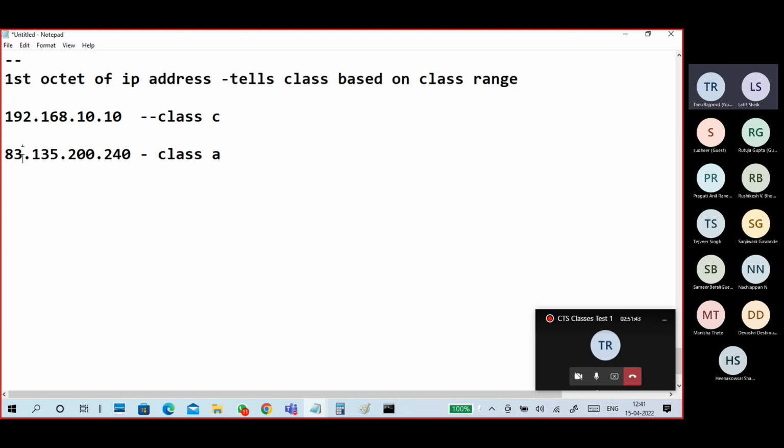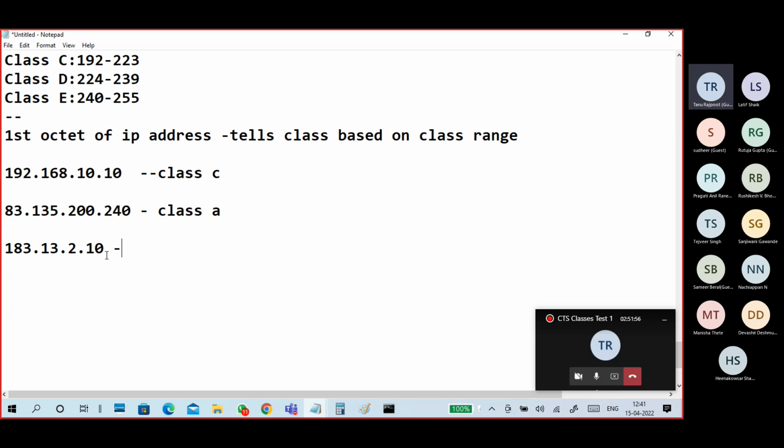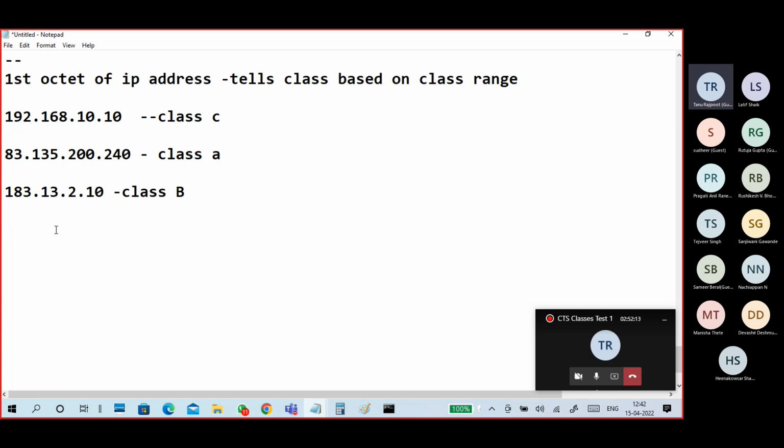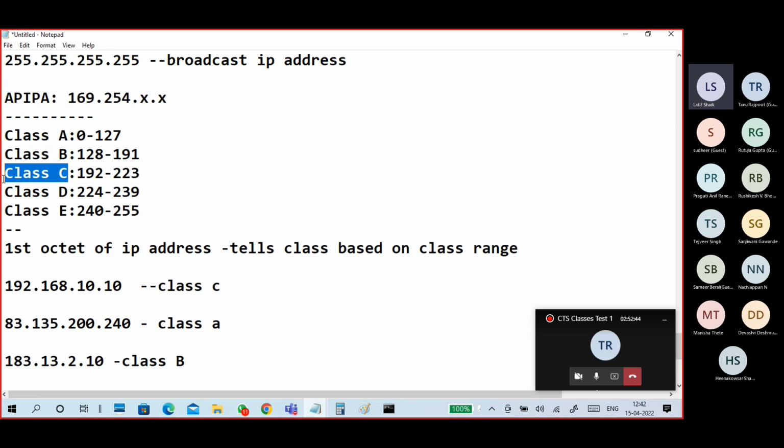Second, to find the class, always look only at the starting octet. Which class is it? Class B. 183 is between the Class B range. So we'll see Class C also. Again, which class is it? Class C. We have to look at 202. Where is 202? It is in between this range, so it is Class C.